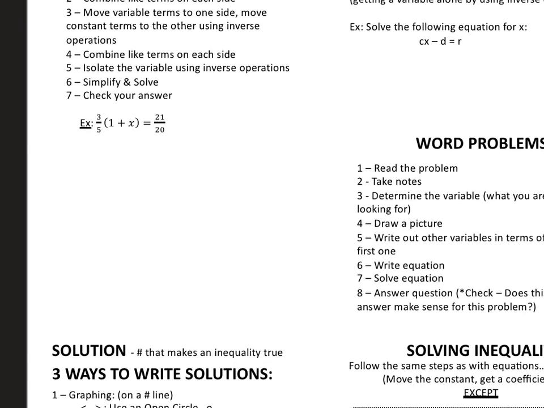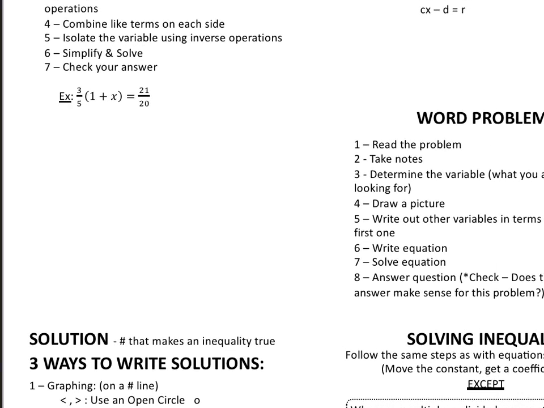So let's do an example to practice here. We have 3/5 times the quantity of 1 plus x is equal to 21 over 20. So first you're going to do the distributive property, and you're going to distribute the 3/5. So 3/5 times 1 is just 3/5. 3/5 times x is 3/5 x is equal to 21 over 20.